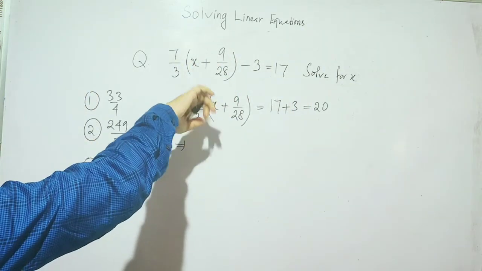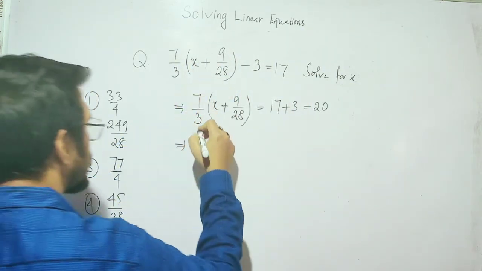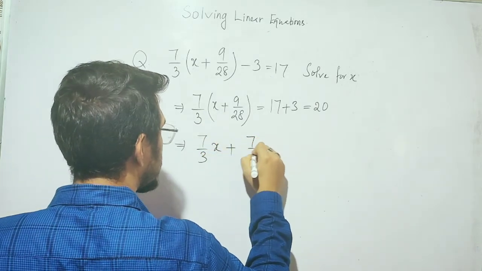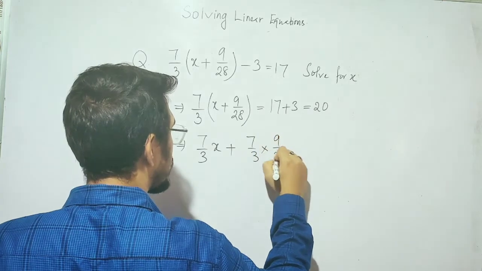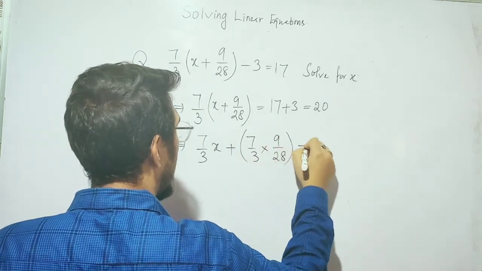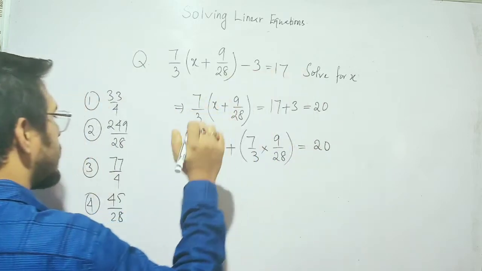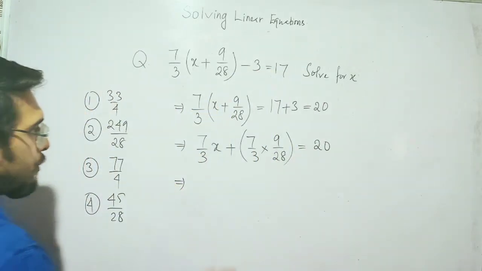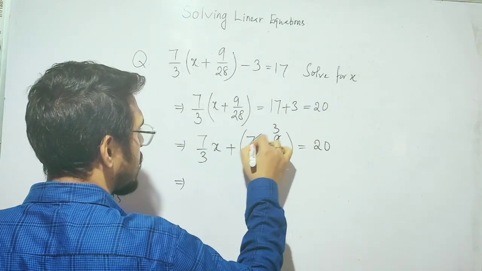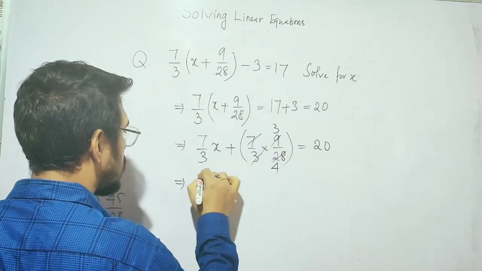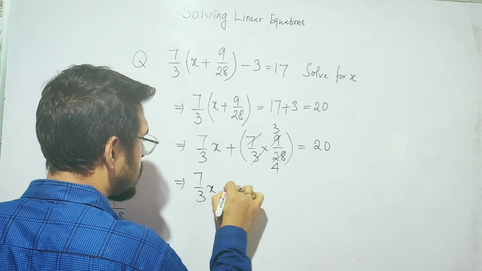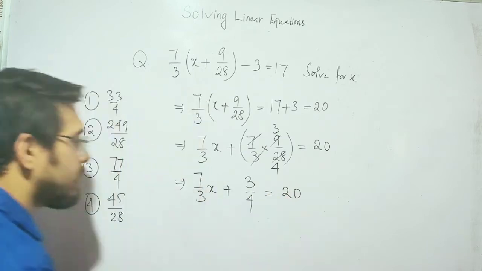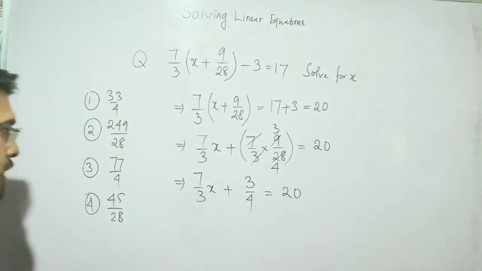Now let us multiply 7 over 3 inside the bracket. First is 7 over 3 multiplied with x, then the same 7 over 3 is multiplied with 9 over 28, and that gives us 20, because we have already got the result as 20 on the right hand side. Now, can we cut 3 with 9? Yes, we can. Can we cut 7 with 28? Of course. So 7 over 3 x plus 3 over 4 will give us 20. Till here we are done.